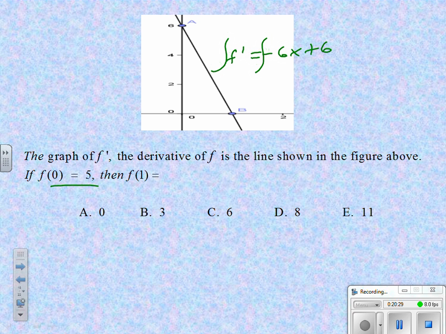If I integrate this, I get f equals negative 3x squared plus 6x plus c, and then they tell us f of 0 is 5, so 5 has to equal negative 3 times 0 squared plus 6 times 0 plus c. What is this constant? 5. Now find f of 1. Negative 3 plus 6 plus 5 gives you 8. Why did I bring that problem in here today when that should have been in yesterday's homework?